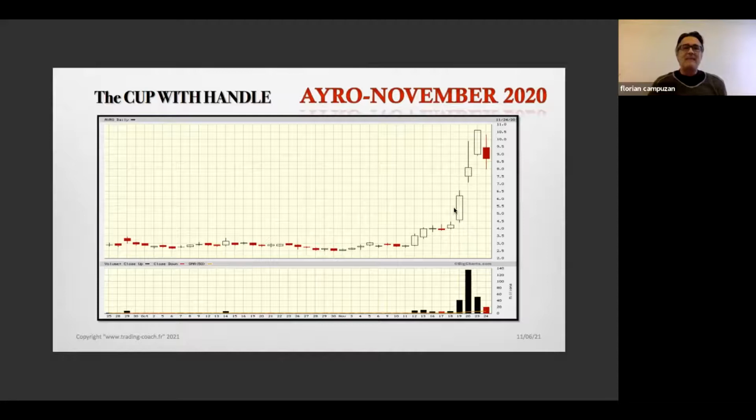But what I mean is, I think the advantage of this strategy is that hyper volatile stocks have some kind of personality. When they break out, they do it with huge volumes.